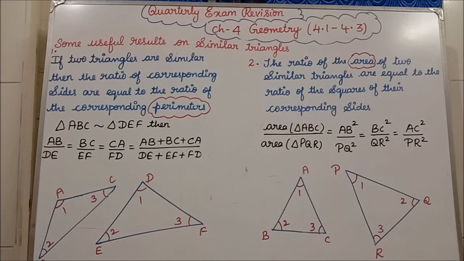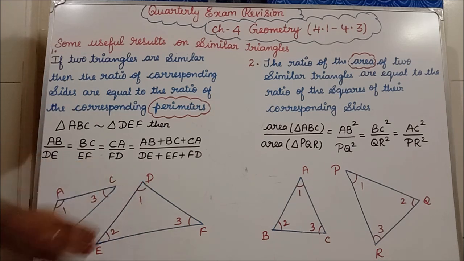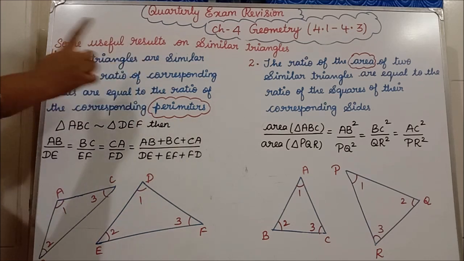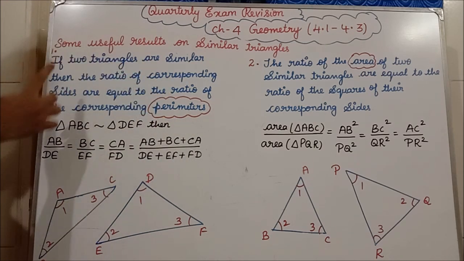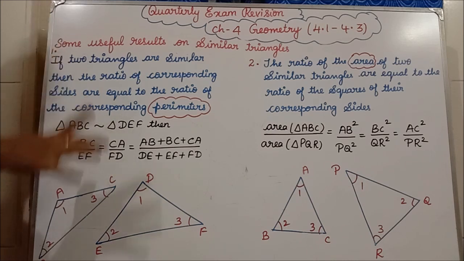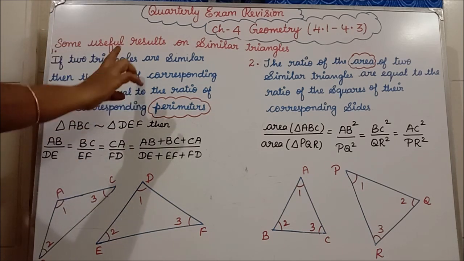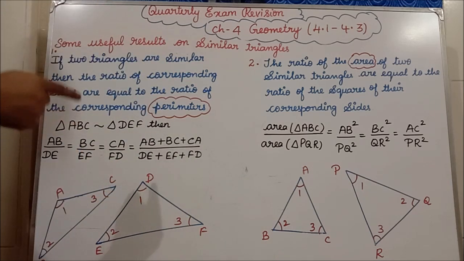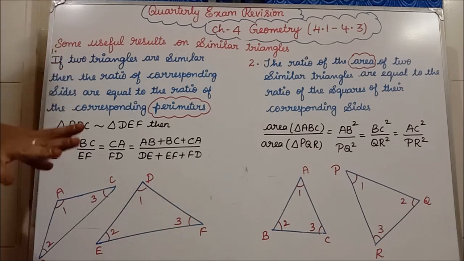Students, next we are going to see some useful results on similar triangles. In that, only two results we are going to see. The first result is, if two triangles are similar, taking triangle ABC and triangle DEF, then the ratio of corresponding sides is equal to the ratio of the corresponding perimeters. In similar triangles we are going to see about perimeter as well as area. Both concepts are very important. Based on this concept, you will get 2 marks.